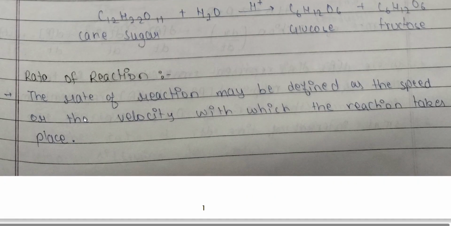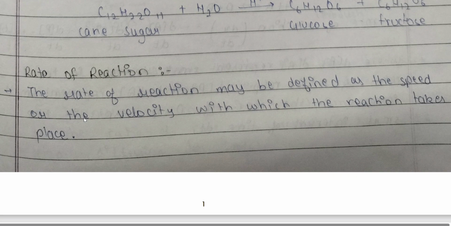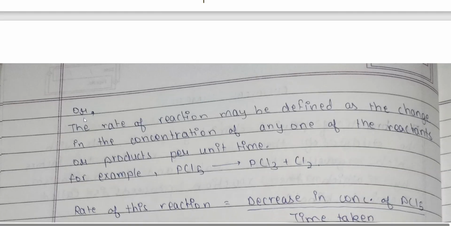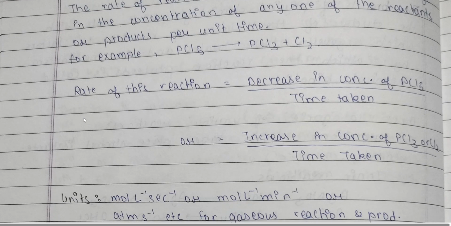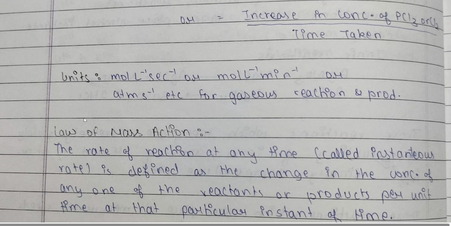Rate of reaction. The rate of reaction may be defined as the speed or the velocity with which the reaction takes place. Or the rate of reaction may be defined as the change in the concentration of any one of the reactants or products per unit time. For example, PCl5 gives PCl3 plus Cl2. Rate of this reaction is the decrease in concentration of PCl5 upon time taken. Units: mole per liter per second or mole liter inverse minute inverse.